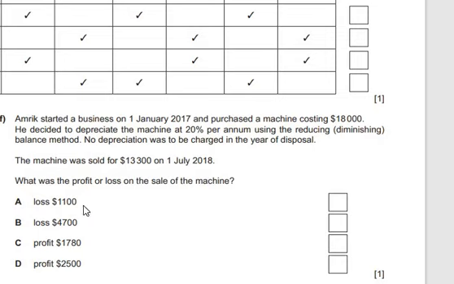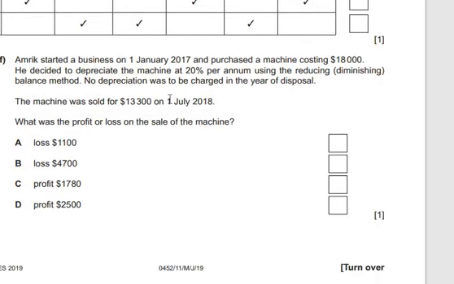Let's look at another question. This is summer 19 QP11. Rick started a business on 1st January 2017 and purchased a machine costing 18,000. He decided to depreciate the machine at 20% per annum using the reducing balance method. No depreciation is charged in the year of disposal. The machine was sold for 13,300 on 1st July 2018.